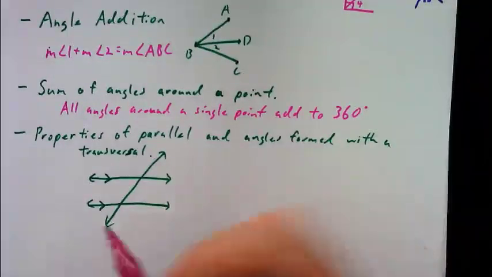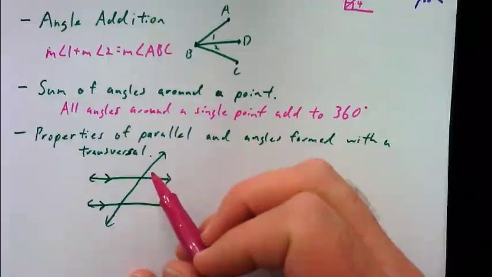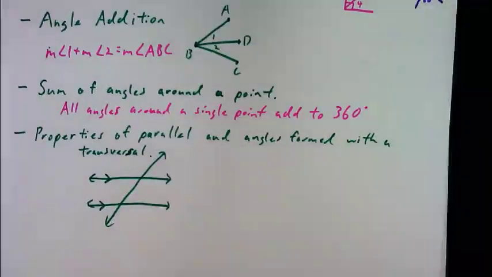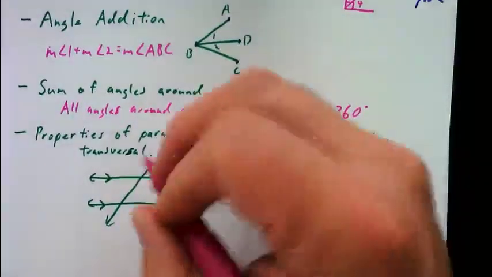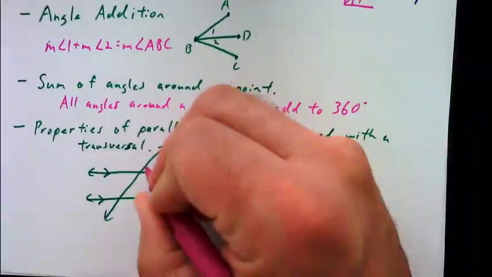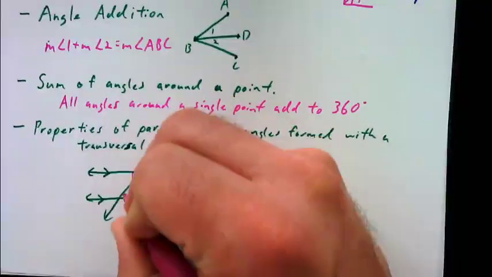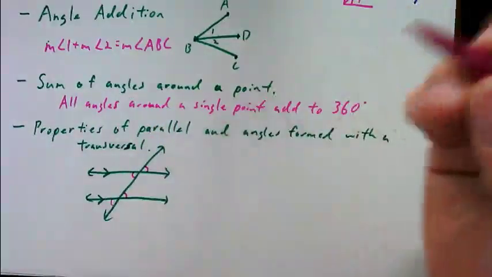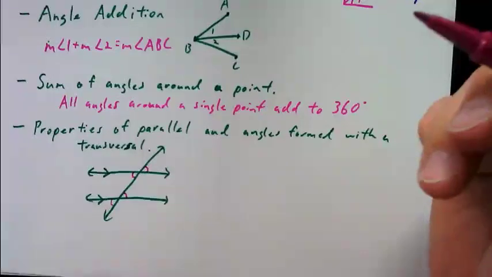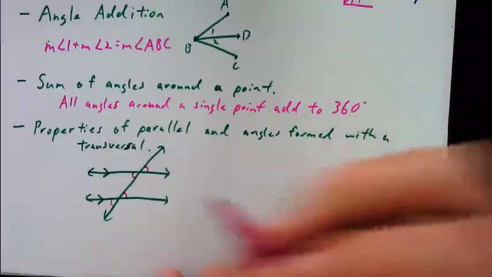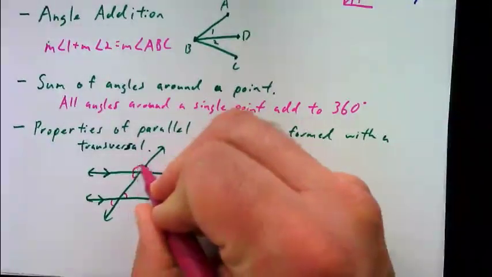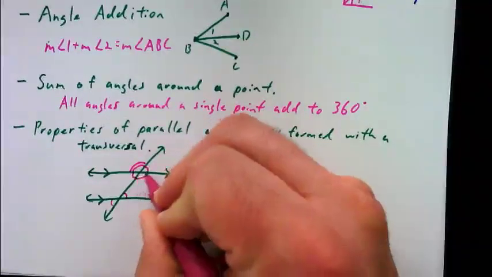So in here, when we have a set of parallel lines cut by a transversal, again, a transversal is just a line that intersects more than one line, there's certain properties that form. Four of these angles have the exact same measure. All four of those acute angles should be congruent. Also, all four of the obtuse angles should be congruent.